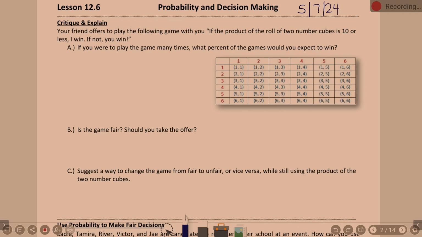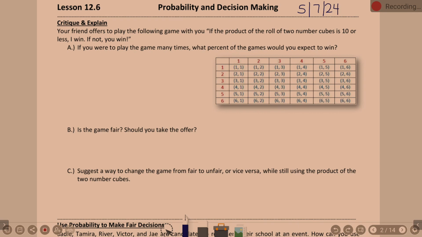So, okay, beginning example here. Your friend offers to play the following game with you. If the product of the roll of two number cubes is 10 or less, I win. If not, you win. Okay? So question A, if you were to play the game many times, what percent of the games would you expect to win?